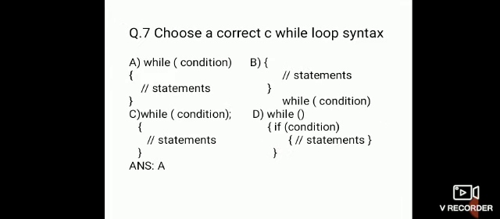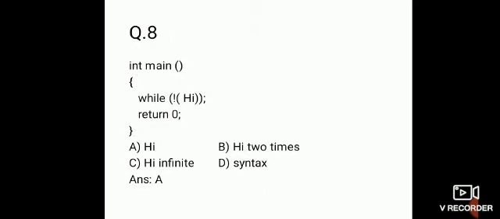Question 7. Choose the correct C while loop syntax. This is a very easy loop. Only the while condition is there and then the statement is there. So option A is correct. Question 8. In this question, all is correct: the main function, the opening and closing brackets, and the return value are also correct. So it is not a syntax error.